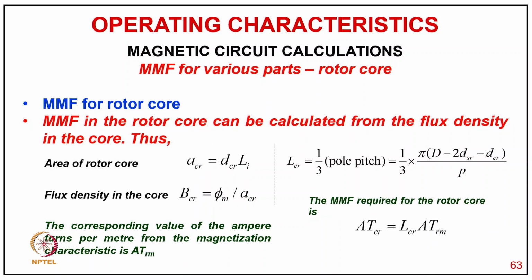Similarly, we can get the MMF for the rotor core from the flux density. The area of the rotor core is Acr equal to Dcr into Li, and the flux density in the core is Bcr equal to phi m upon Acr. The corresponding value of the ampere turns per meter is taken from the magnetization characteristic, ATM, and the length of the magnetic path in the rotor core is Lcr equal to 1/3 of the pole pitch, that is 1/3 in bracket pi D minus 2 Dsr minus Dcr by P. The MMF required for the rotor core is ATcr equal to Lcr, this length of magnetic path, times ATrm, that is the MMF per unit length for the material we are using, from the magnetization characteristic corresponding to the flux density Bcr.